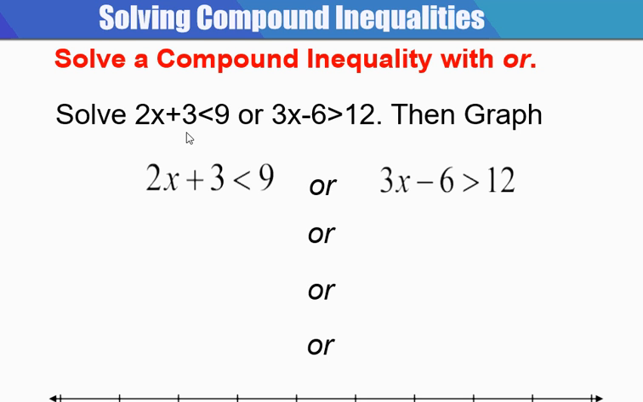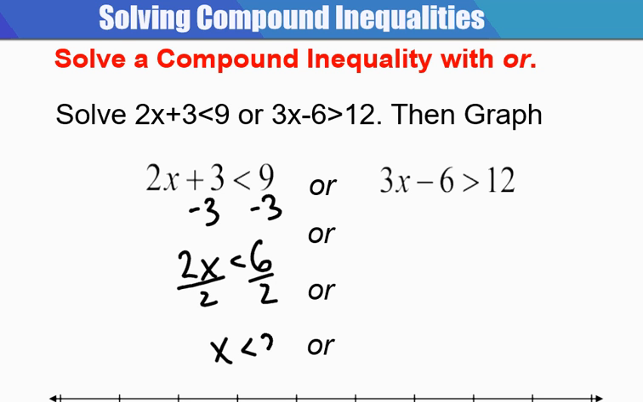If I have 2x plus 3 is less than 9 or 3x minus 6 is greater than 12, I just solve them individually, one at a time. So simplify, there's no distribution to be done. Now I need same side. I need to subtract my 3. I end up then with 2x is less than 6. Last step is divide by 2. And then I get x is less than 3. So there's half of it.